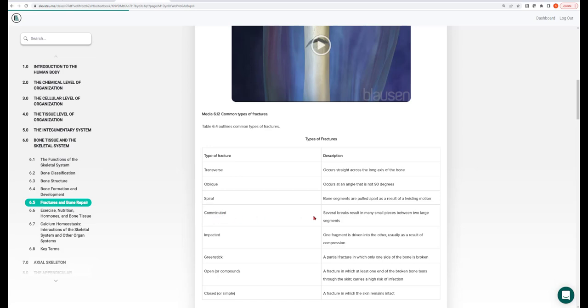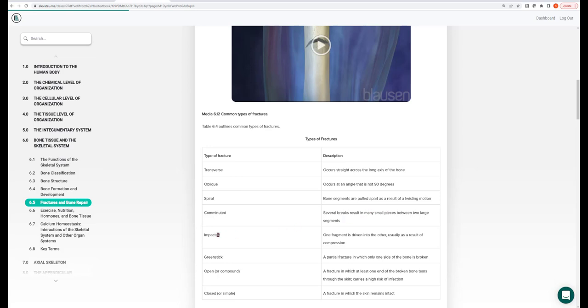Comminuted, all this means is that the bone broke into multiple pieces, right? Didn't just break into two pieces, but you could say it kind of shattered. It broke into many small pieces. A comminuted fracture is not going to heal easily on its own. It's definitely going to need some help.